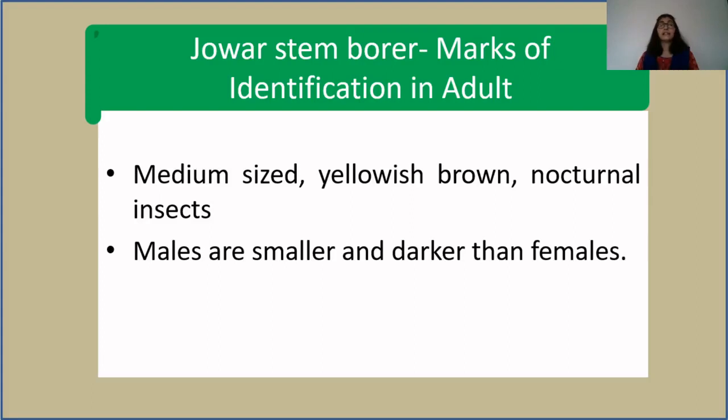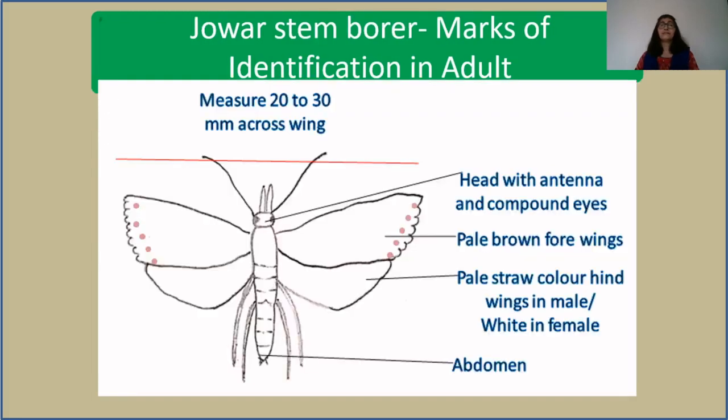So how will you identify adults of jawar stem borer by looking at the external morphology? These insects are medium in size, yellowish brown in color and nocturnal. Males are smaller and darker than the females. Here you can see the diagrammatic representation of jawar stem borer. It measures 20 to 30 millimeter across the wing.